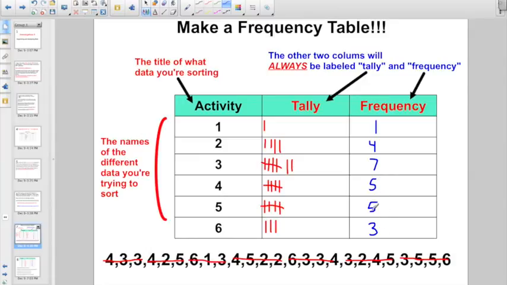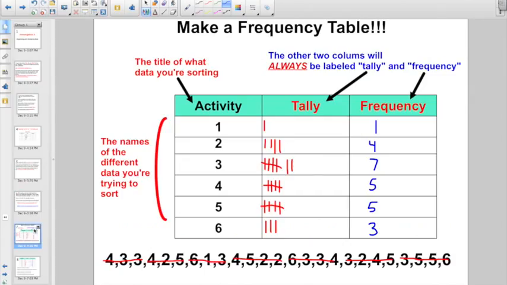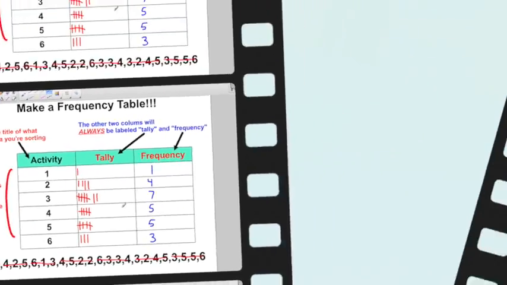So 5 and 5 is 10, and 7 and 3 is 10. So I'm at 20, now 24 and 25. And I know I had 25 numbers because it said 25 students, right? Always double check on your frequency table and make sure that you have everything accounted for.